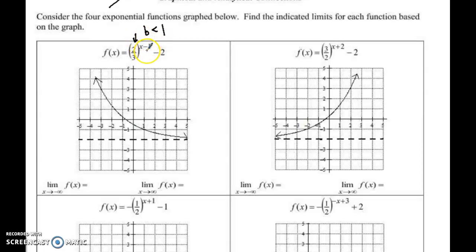then typically that would be a decay function, but then you have to pay attention to the reflections, which I will cover with you shortly. Please also remember that this is your indicator for your horizontal asymptote at y equals -2. So this graph shows you that it's definitely a decay function, as I predicted, with a horizontal asymptote at -2.